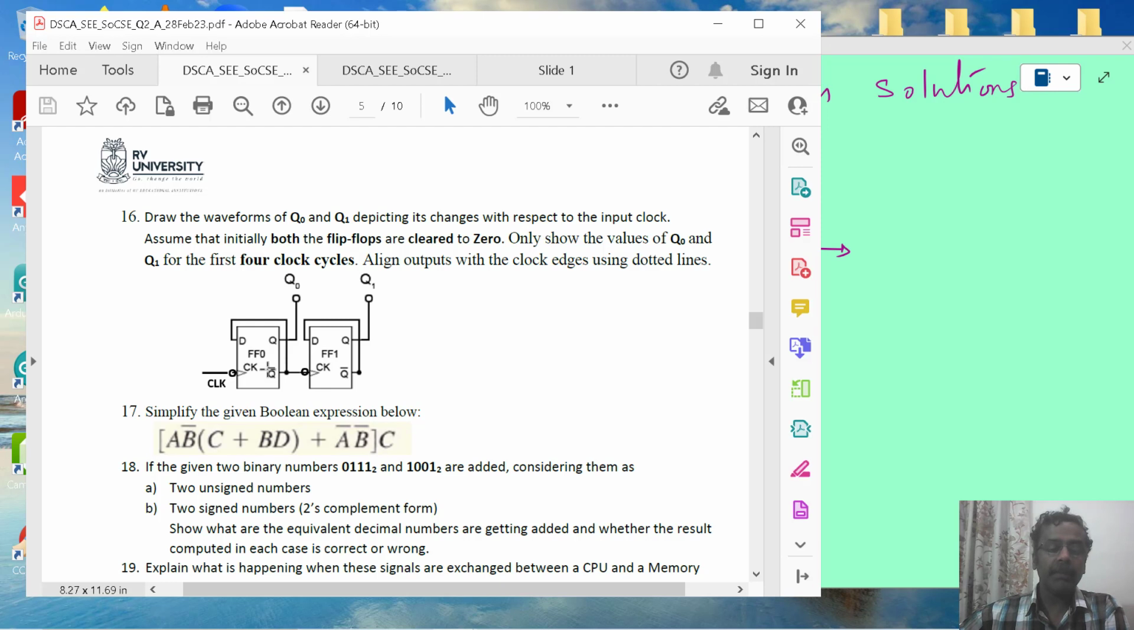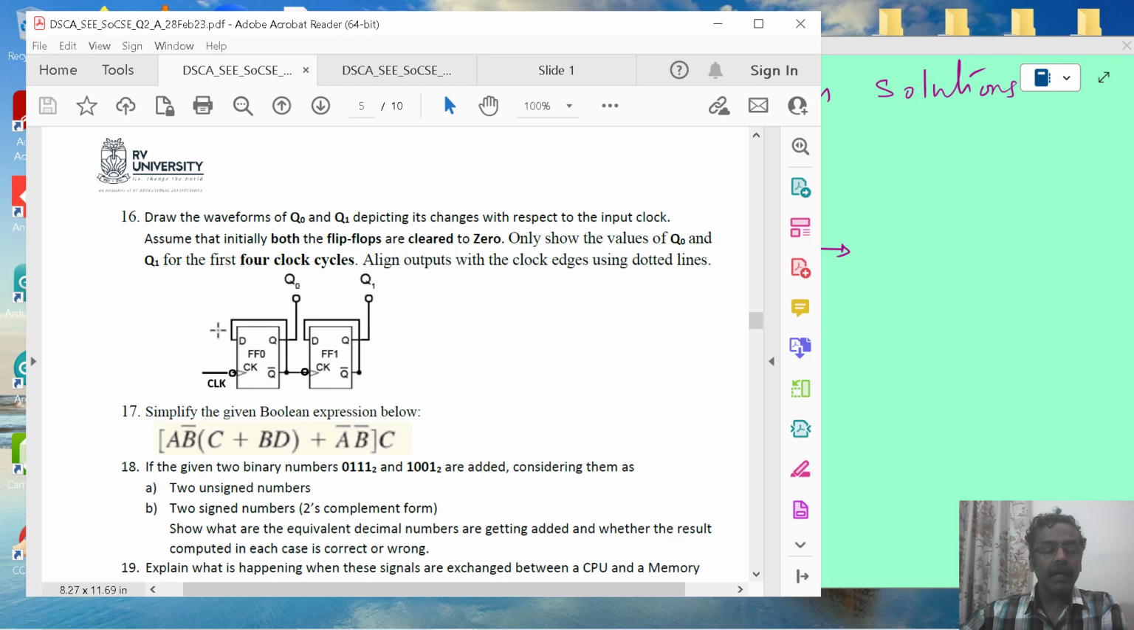Remember, Q bar is always the complement of Q. So when we say it's cleared to 0, we are saying Q is cleared to 0. That means the value at Q on each flip-flop is 0, and Q bar is expected to be 1, which is fed back to the individual inputs of the flip-flops. But when does this change happen?